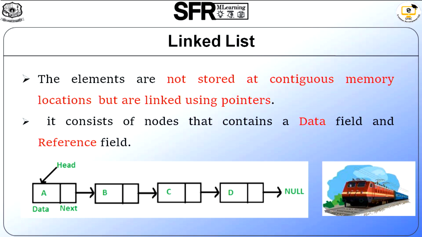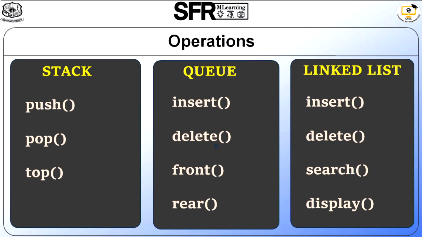Here the main pointer value we are going to use is the head pointer. The head pointer is nothing but the pointer value that points to the first node of the linked list. These are the very important data structures available in the linear data structure type. The operations performed by a stack are pushing and popping, that is insertion and deletion, and we can get the topmost value.